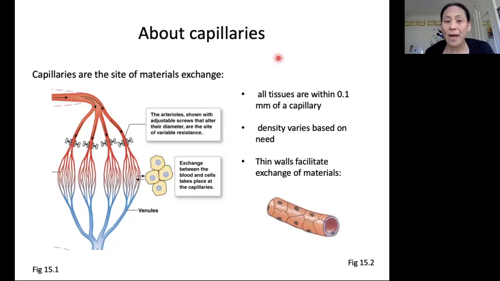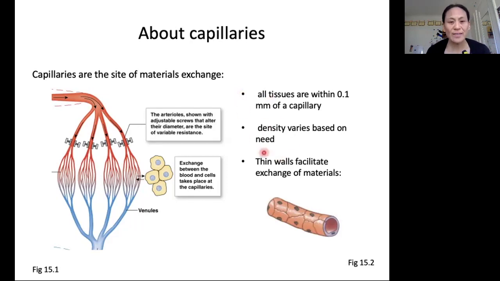A little bit about capillaries. First of all, we have lots of them and they are very densely distributed in our bodies. So all the tissues in our bodies are within 0.1 millimeter of a capillary. And that kind of speaks to their function, right? We are delivering materials to different areas of the body. We want those areas of the body to have access to those materials, hence their proximity to a capillary. So any tissue can access the capillaries quite easily, okay?